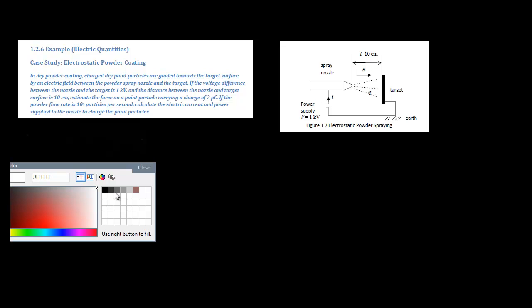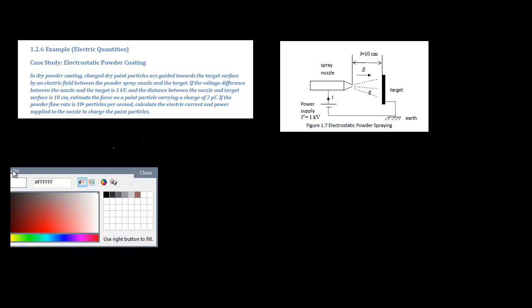So this is example 1.26 on electrical quantities, and it's a case study question. The question says that in dry powder coating, charged dry paint particles are guided towards the target surface by an electric field between the powder spray nozzle and the target. The voltage difference between the nozzle and the target is 1 kilovolt, and the distance between the nozzle and the target surface is 10 centimeters. Estimate the force on a paint particle carrying a charge of 2 picocoulombs.